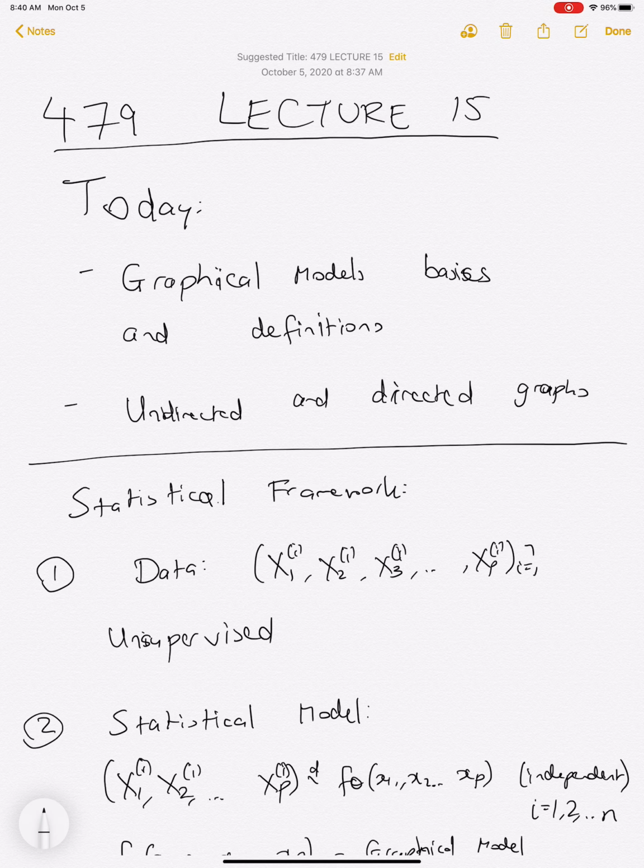And so today we're gonna start to go into this final topic or module on graphical models. So we're gonna go over the basics and the definitions of graphical models. And then we're gonna talk about undirected and directed graphs. So those are basically gonna lead to two different types of graphical models. And then we're going to go into them in a little bit more detail.